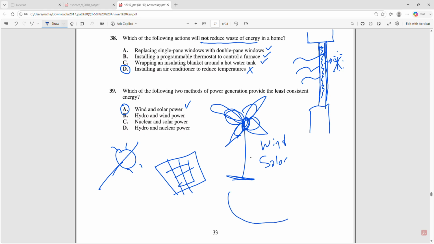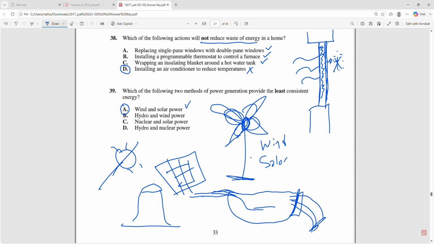Hydro, as we discussed, is, for example, you might have water here. There's a dam, and we let that water flow through. Now, with water and rivers, as long as we have healthy water systems, that water is always going to be present there and flowing. So hydro is quite reliable. And then nuclear, again, those reactions take place for very long periods of time. So nuclear power would also be considered a reliable source of energy compared to those. So wind and solar power are definitely the least reliable, or least consistent.